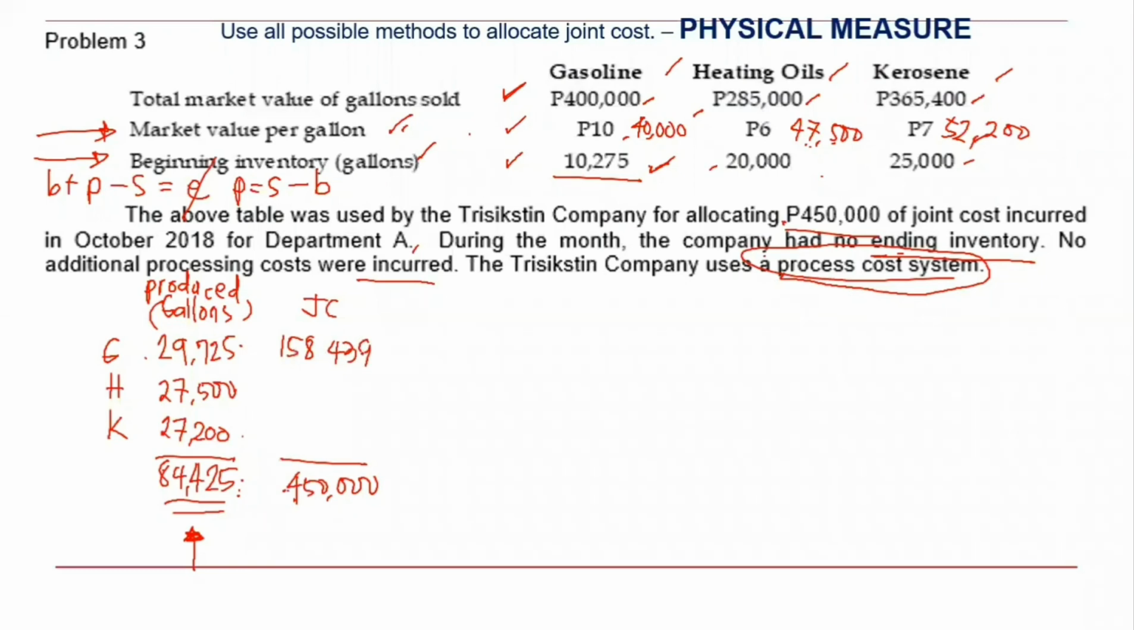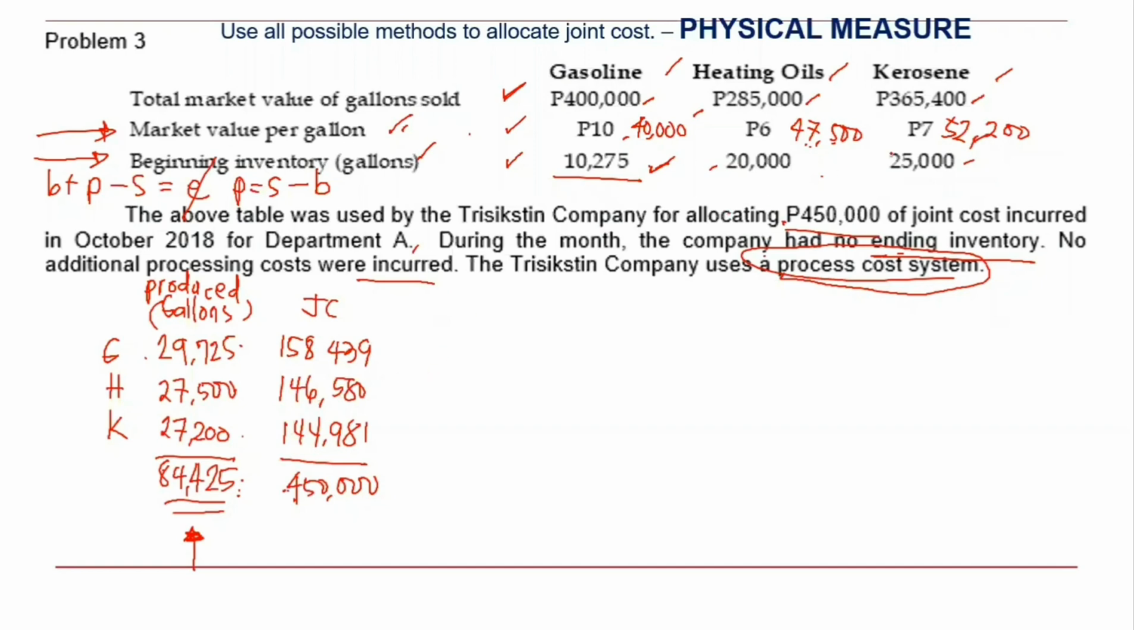So 27,500 times 450,000 divided by 84,425. Answer, 146,580. Ayan, and lastly, 27,200 times 450,000 divided by 84,425. Ayan, it's 144,981. Pag chinek natin, sakto naman na 450,000. Ayan. So thank you very much sa pag-correct po.